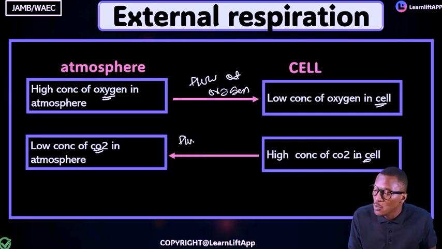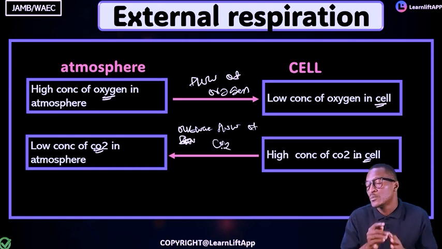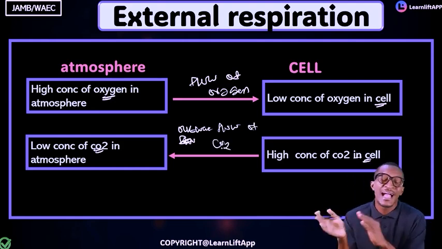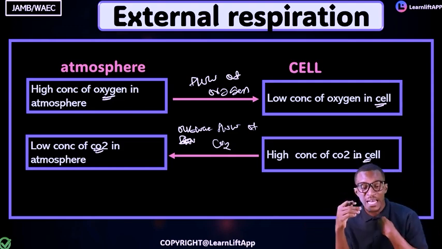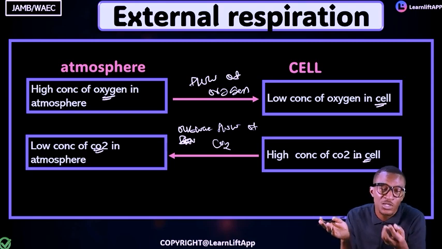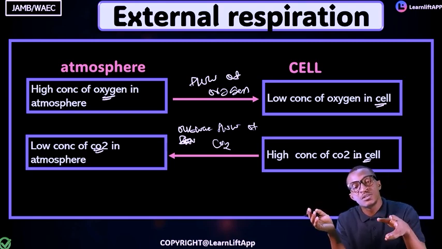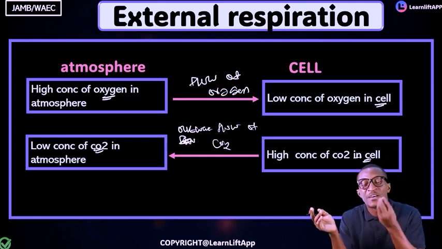There will be an outward flow of CO2. Are you seeing that? So this is what happens during external respiration. You take in oxygen and you send out CO2. When there's excess oxygen in the atmosphere, but deficient oxygen in the cell, you're going to take in oxygen.